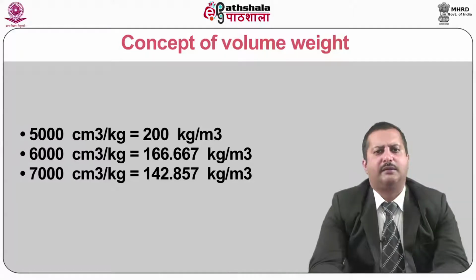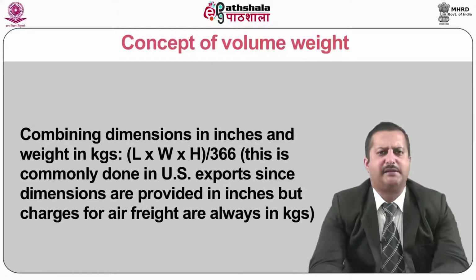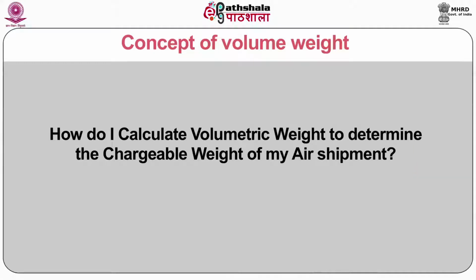7000 centimeter cube per kg is equal to 142.85 kg per meter cube. Note that all dimensions and weights are rounded to the nearest whole number. Combining dimensions in inches and weights in kgs, that is L into W into H divided by 366. This is commonly done in US exports since dimensions are provided in inches but charges for air freight are always in kgs. How do I calculate volumetric weight to determine the chargeable weight of my shipment?